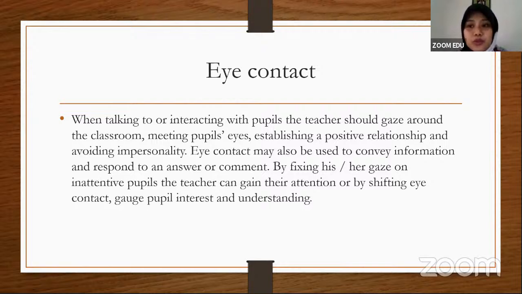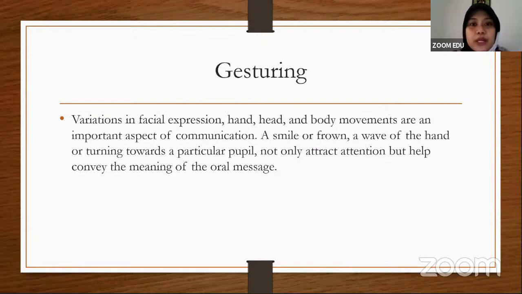So what we have to do is set some rules first, in which students should be on camera and look straight at the camera, and so on. So it can make it easy for you to measure whether your students give good eye contact or not. The next one is gesturing.